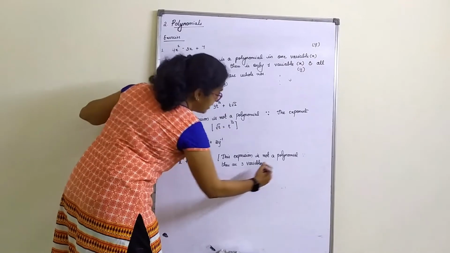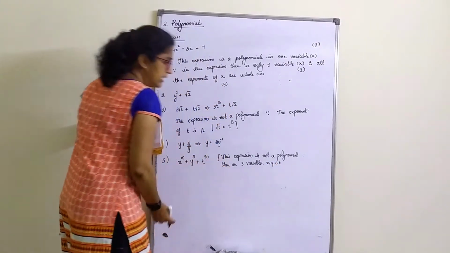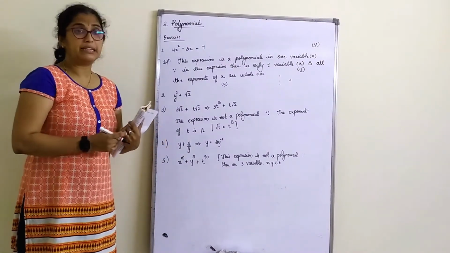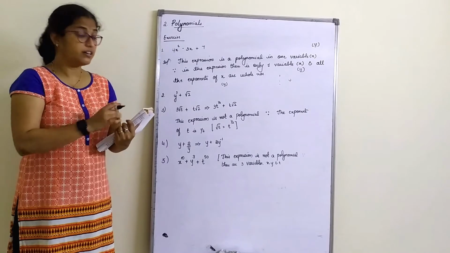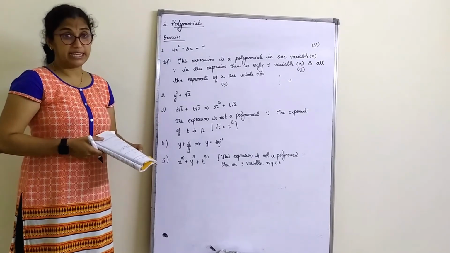Which are those 3 variables? X, y and t. That's all you have to write here. That is where we complete the first section of the exercise. Now let's move on to the second section.